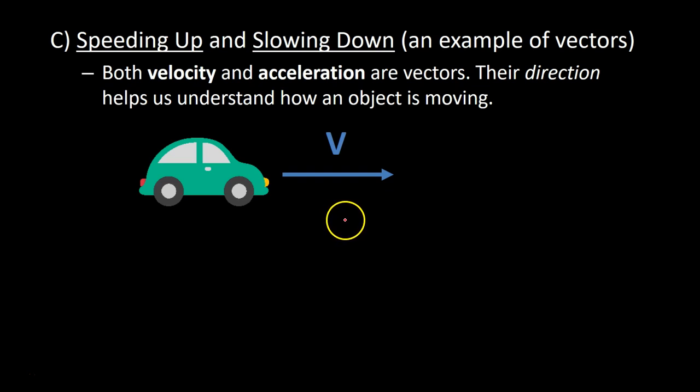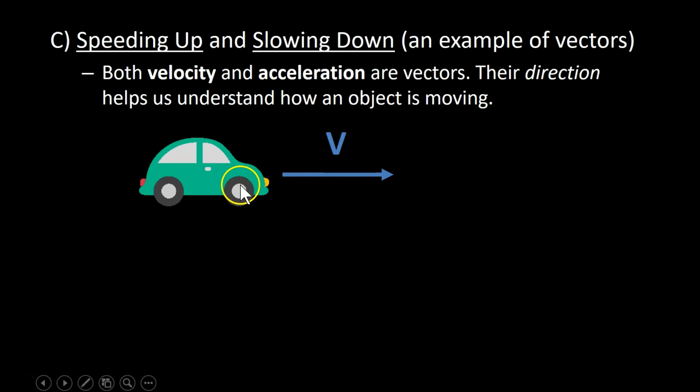Now let's talk about an example, a conceptual example, and it has to do with things speeding up and slowing down. We saw from the last video that when an object is accelerating, that means an object is speeding up or slowing down. All right. Now, both velocity and acceleration are vectors, and understanding this speeding up and slowing down is really based on understanding this velocity and acceleration vector component of these two terms.